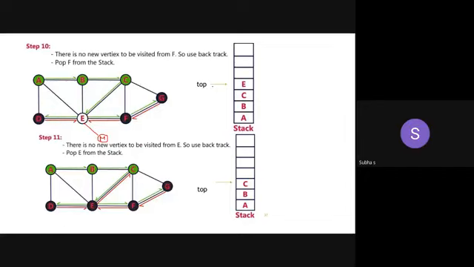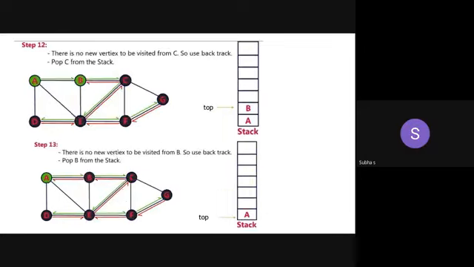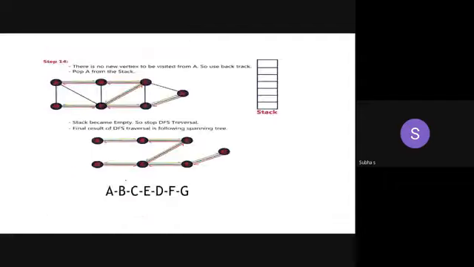So where are we now? We are at the vertex E because top is pointing to E. There is no new vertex to be visited from E. So what do you have to do? Two steps: backtrack, then pop it. Just pop the element E. Now top is pointing to whom? C. From C there is no more unvisited node, so you pop the element C. Top is pointing to B. No more unvisited nodes, so pop it from the stack. Now top is pointing to A.